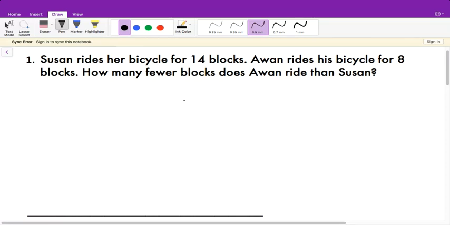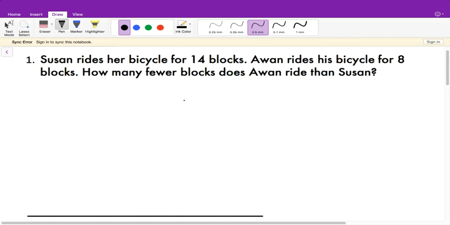Okay, let's read the first problem together. Susan rides her bicycle for 14 blocks. Awan rides his bicycle for 8 blocks. How many fewer blocks does Awan ride than Susan? Okay, so first I need to figure out, is this a start change result? Is it a part whole? Or is this a compare problem?